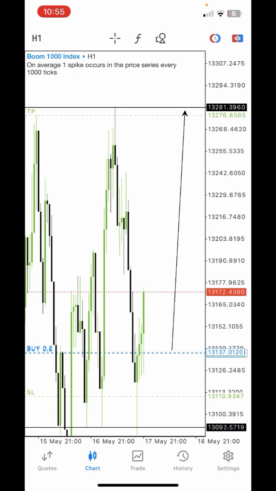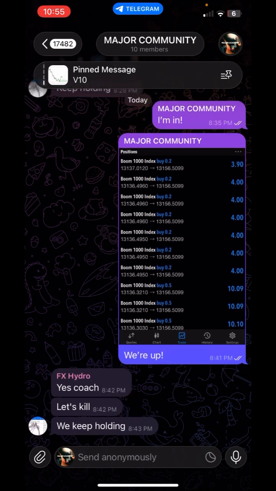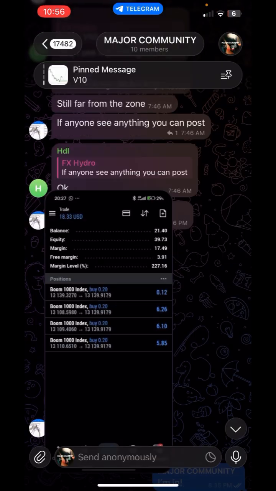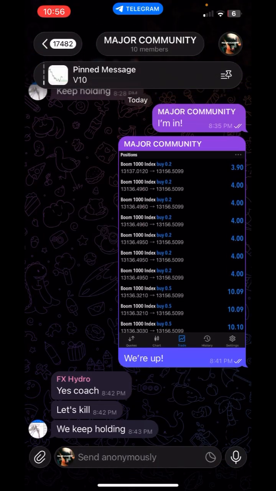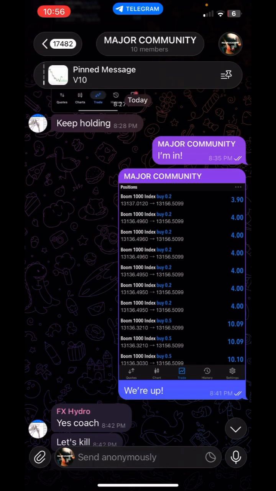All right, so now Boom 1000. Why did I take this trade? Why did one of my mentees drop this signal and I took it? Let me quickly show you so that you don't feel like I'm just lying to you. Okay, so this is the community. You can see he dropped this call, and I took it.